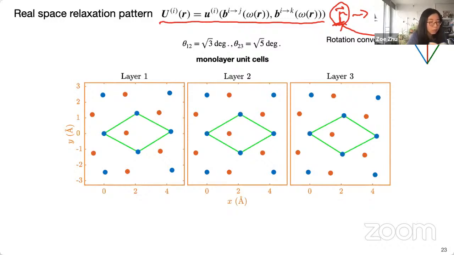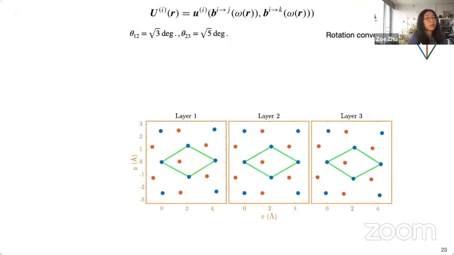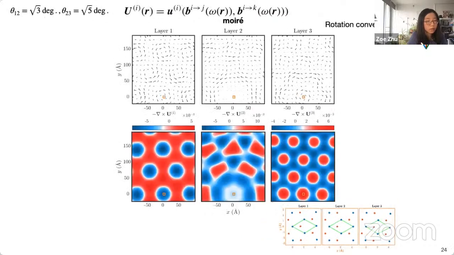Now we can take a look at the following system with these two twist angles. And of course, the rotation convention is given right here. First, we can look at the relaxation pattern on the moiré scale. The unit cell is given in a tiny box here near the origin. The top figure is the relaxation displacement vectors, and the bottom figure is the curl of the relaxation, meaning how much the displacement vectors rotate.